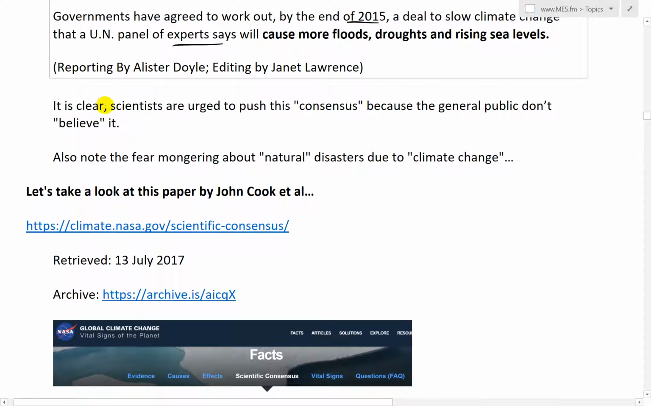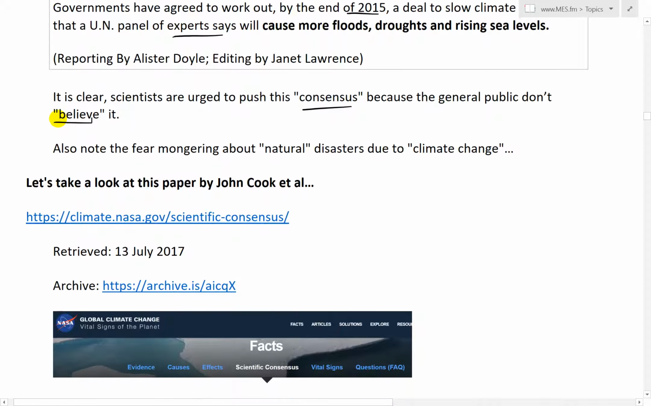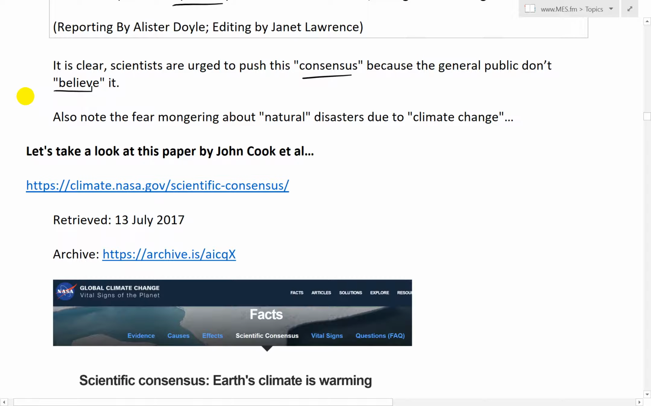So it is clear scientists are urged to push this consensus because the general public don't believe it. Yeah, my view is the general population, a lot of them don't believe in climate change, and I believe this is a phony bone of contention, which is scientists are in disagreement. Whether they are or not, I believe the public don't worry too much about climate change, or at least a large percentage of them, in my opinion.